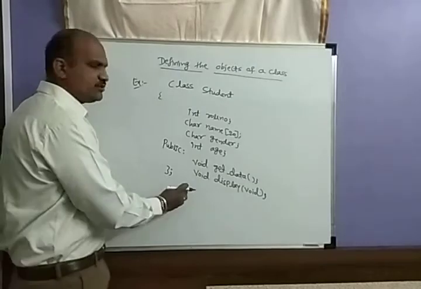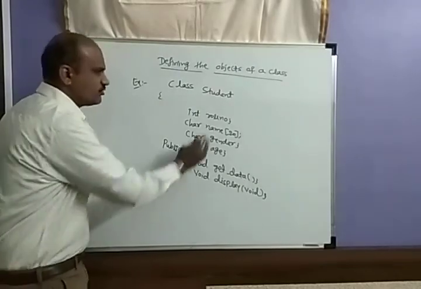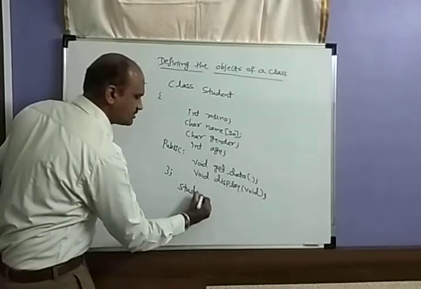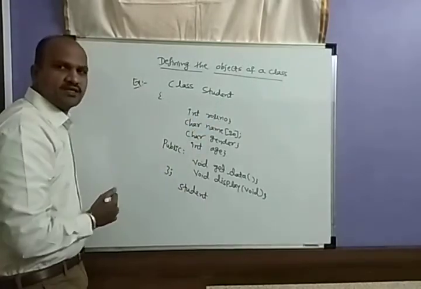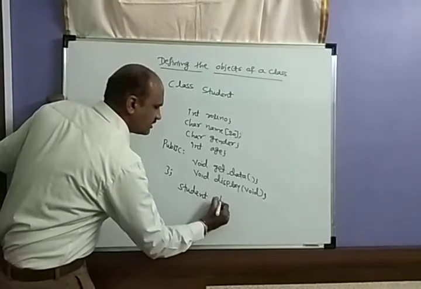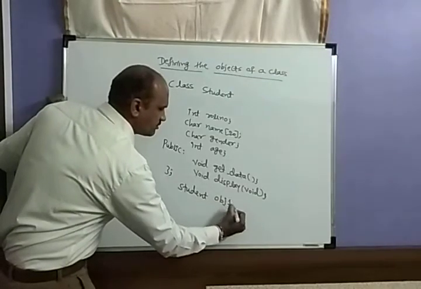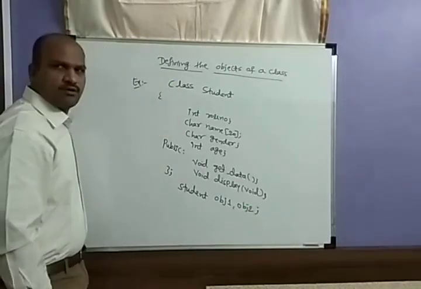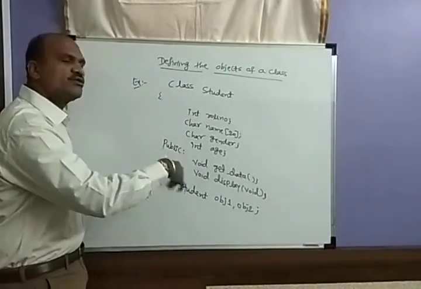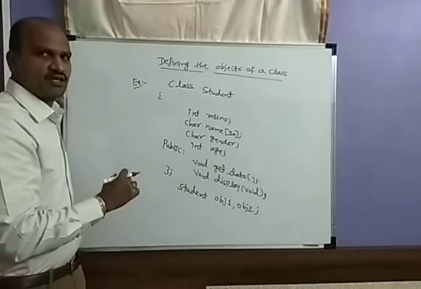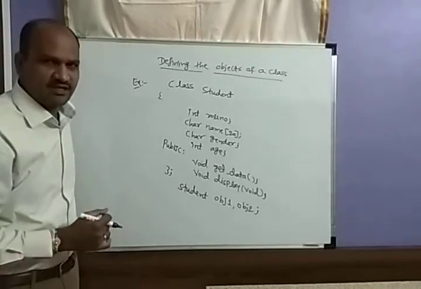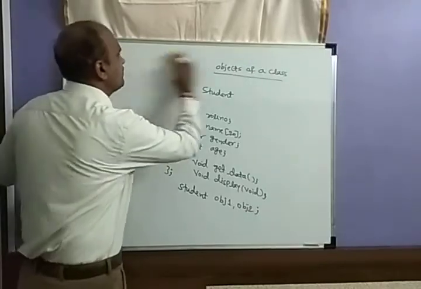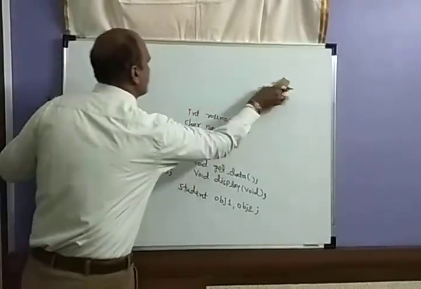So directly you can create the object here also with the name of the class, like student. Student is the name of the class. So you can create object 1, object 2. The same way you can define them in the main function also, as we declared earlier. This is how you can write defining the objects of a class.